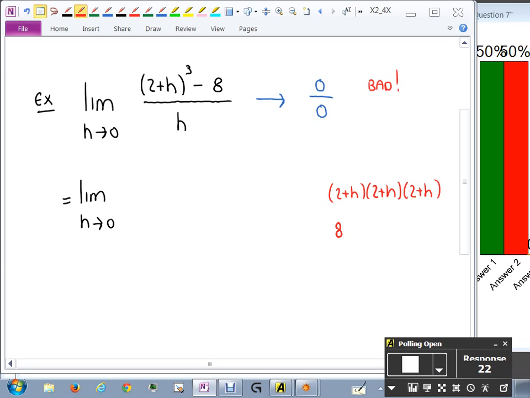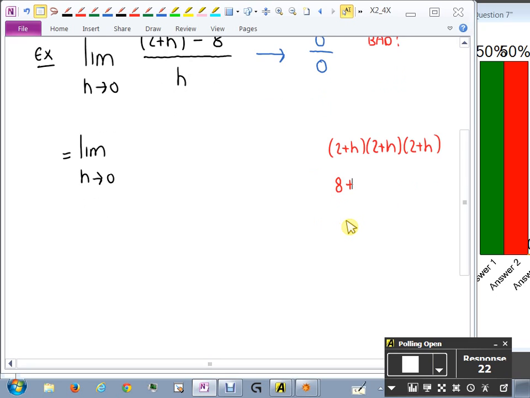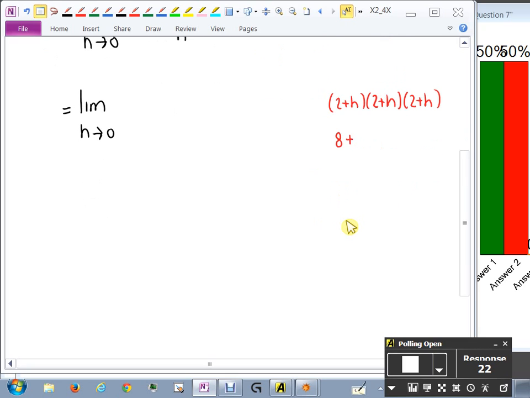It's 8 plus, let's see, does anybody know? Does anyone know the shortcut for it? I don't know if I want to get into that or not. This is a Cal 1 class, so we could get into the shortcut.